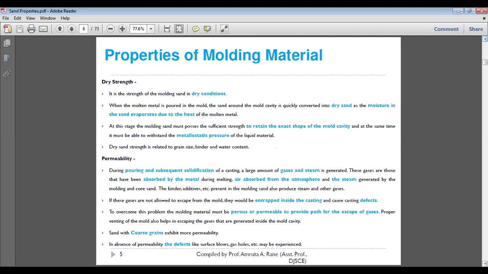So dry strength is there. Permeability, as we discussed earlier, is the capillaries that are provided inside the molding sand, so that the heat escapes out uniformly and the casting is not distorted and does not get any drawbacks.